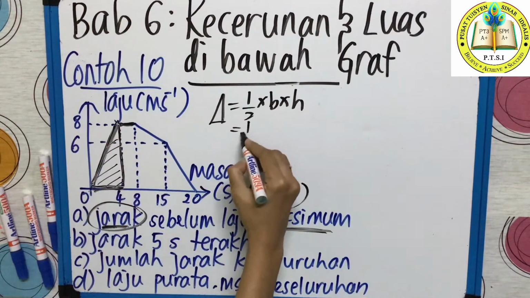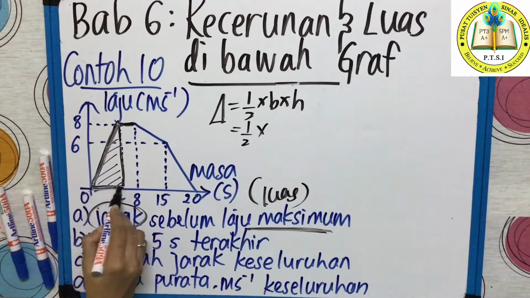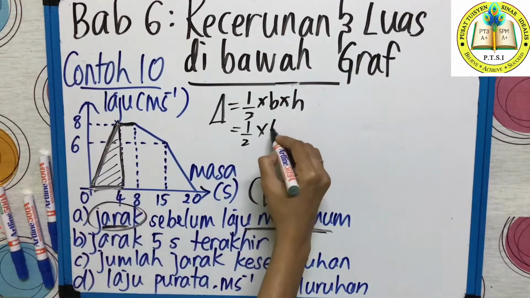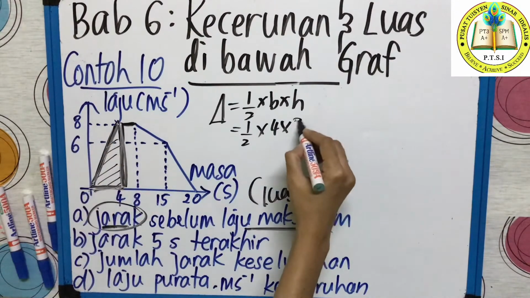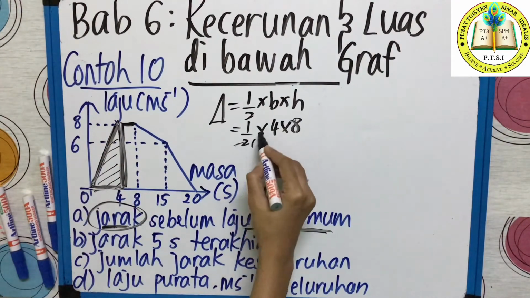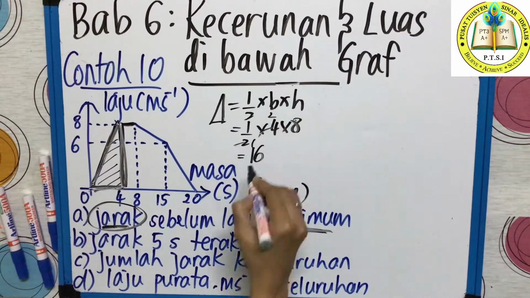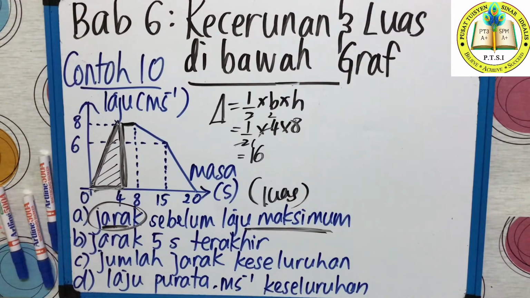Okay, so 1/2 kali tapak. Base, how much is the tapak? 4. Kali tinggi adalah berapa? 8. So you can press calculator or you can do cutting. Kamu dapat 16. So the first answer for the jarak sebelum laju maksimum 16.